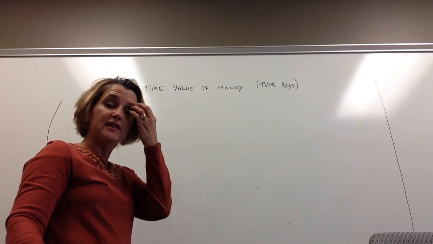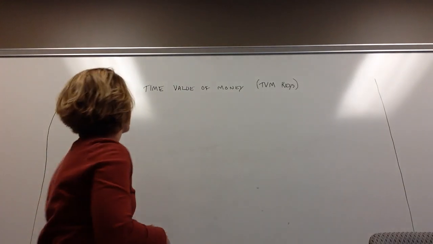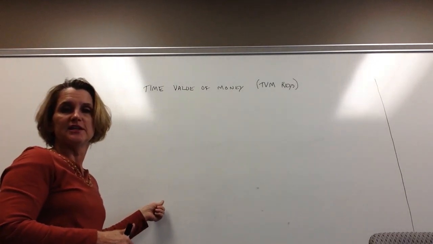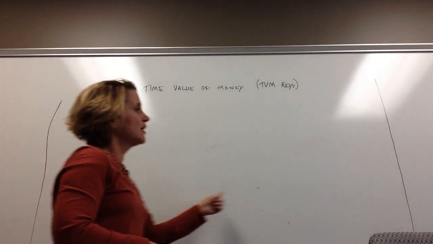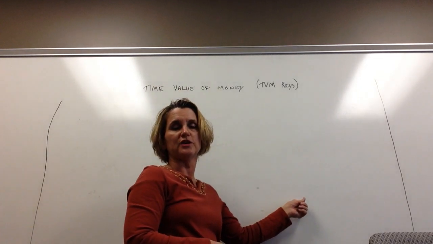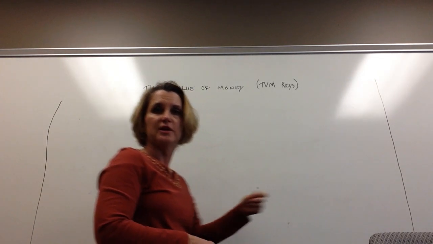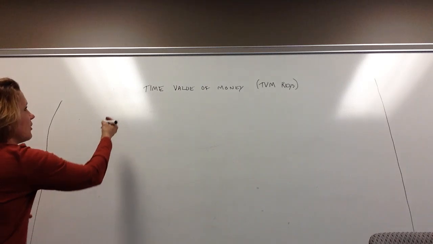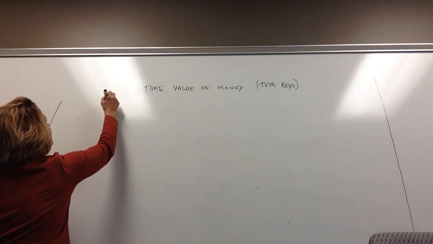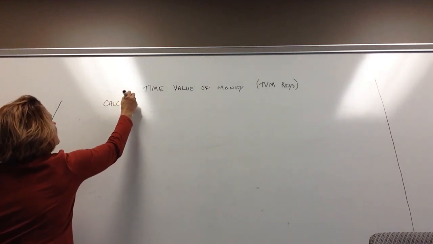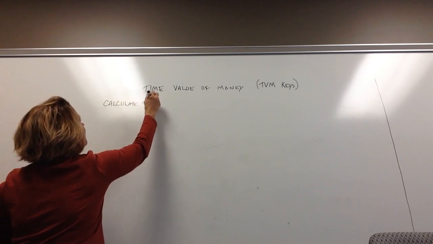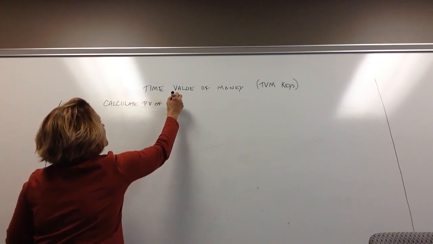So then we're going to do it in 2 steps. We're going to say, okay, first, how much does he need to have the day he retires? And then knowing that he has 10 more years to work, how much will he need to save to get there? So our first step is to calculate the present value of those future withdrawals.